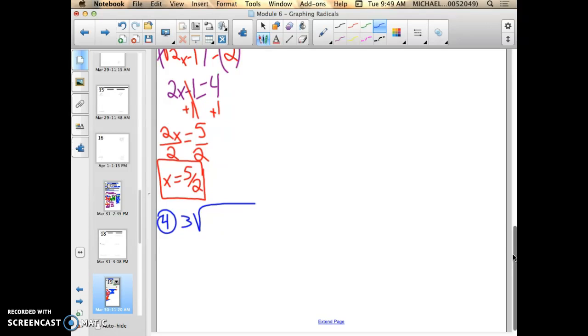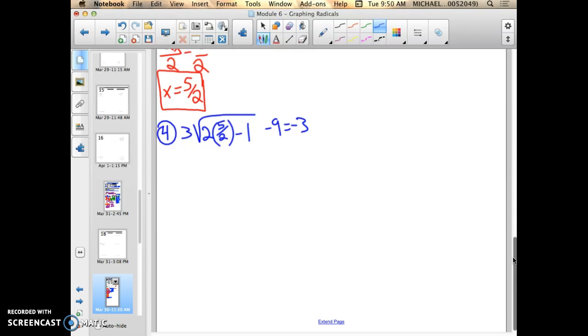3 times the radical of 2, now times my x of 5 divided by 2, or 5 halves, minus 1, still underneath the radical, and then minus 9 equals negative 3. All right, now I have to see if this actually works and that it does equal what I say it equals. So I'm going to clean up what's underneath the radical first. 2 times 5 halves, there's a 2 on top and a 2 on bottom. I'm just left with 5 in there. So now I have 3 radical of 5 minus 1 minus 9 equals negative 3.